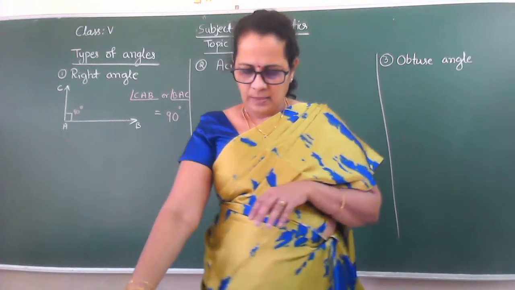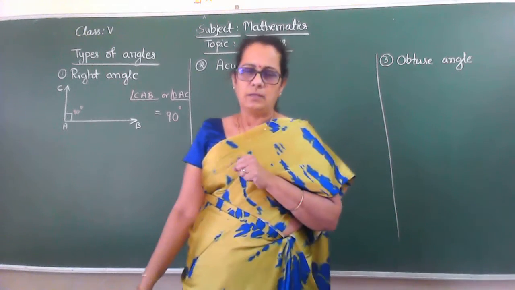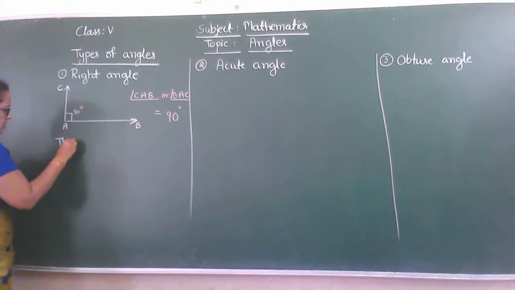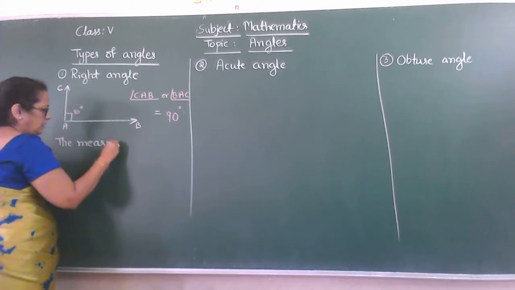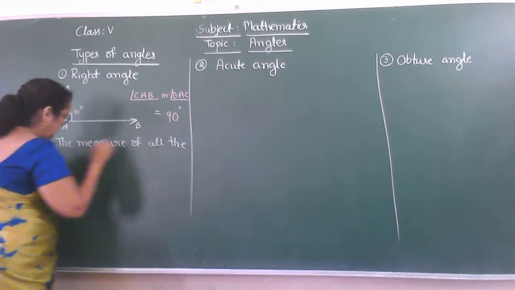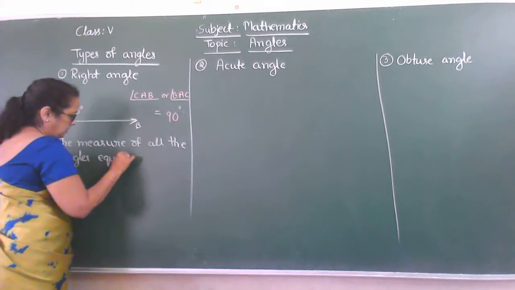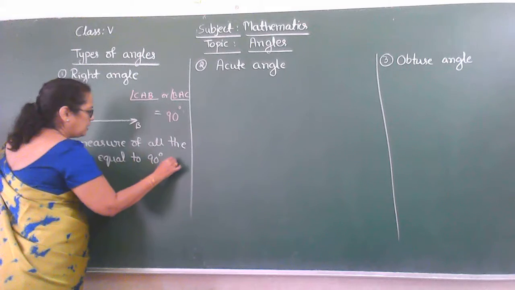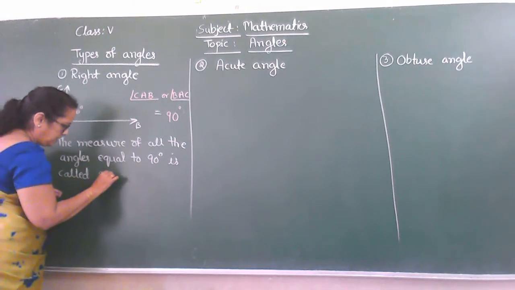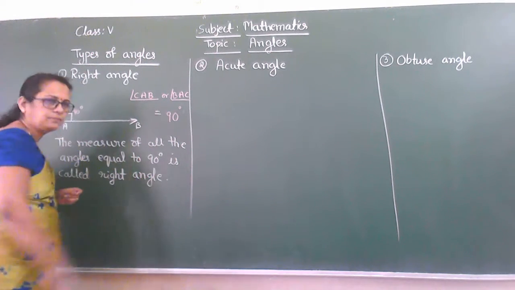Okay children. Next, I'll write the definition. The measure of all the angles equal to 90 degree is called right angle. Okay, this is the definition.